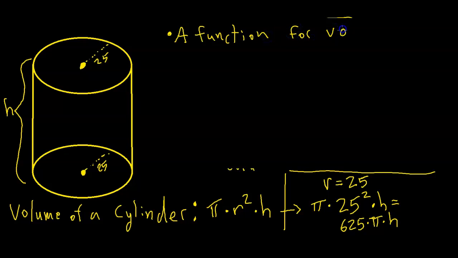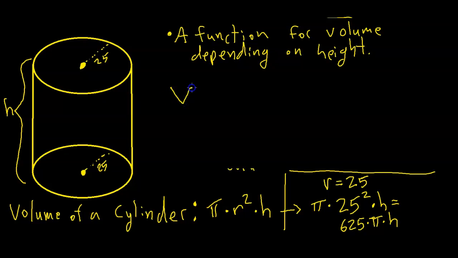for volume depending on height. It probably makes sense to write that as v of h, doesn't it? A function of volume depending on height, or a function of height which gives you volume, and v of h in this case is going to be equal to 625 times pi times h.